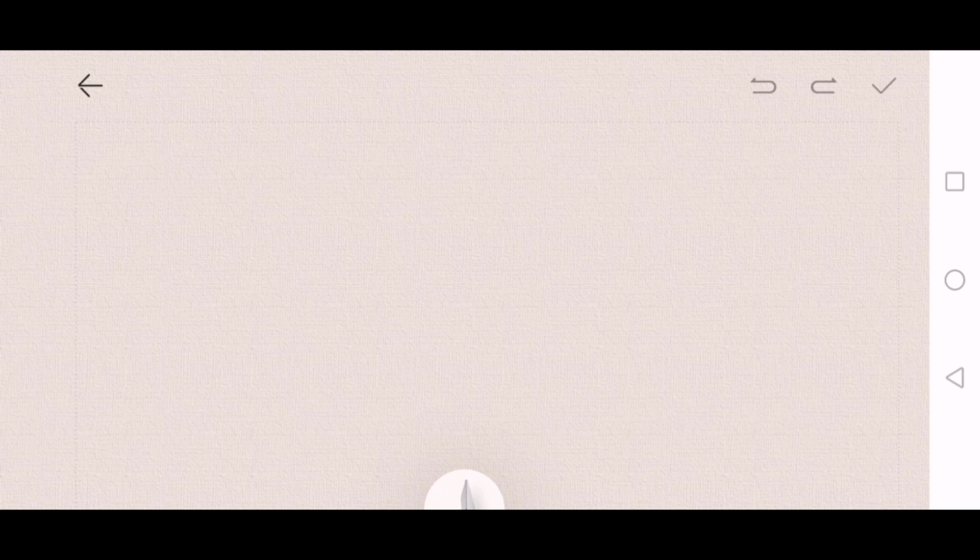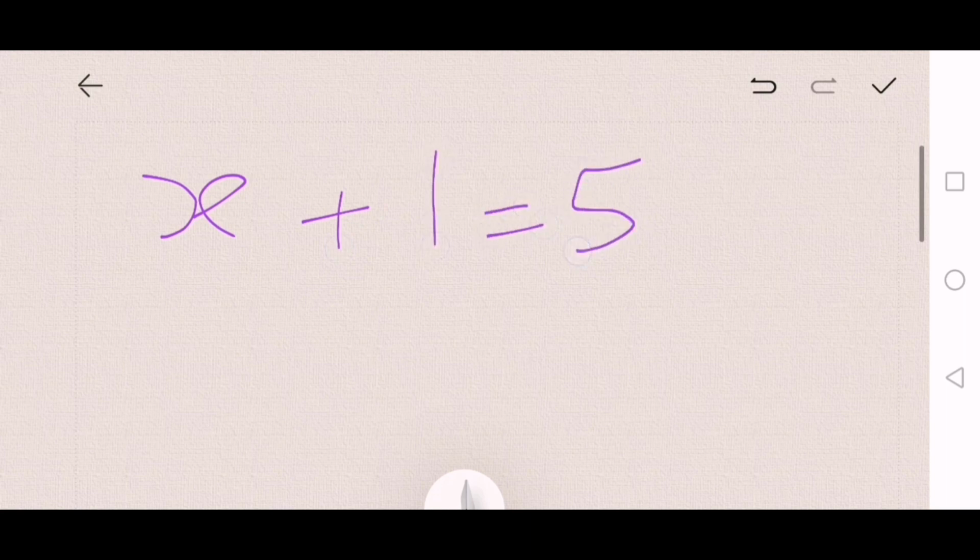So, for example, let's say this is x plus 1 equal 5. Okay, so what does algebra do? It is asking you to find out which number should be in this position. Which number should be replacing x.